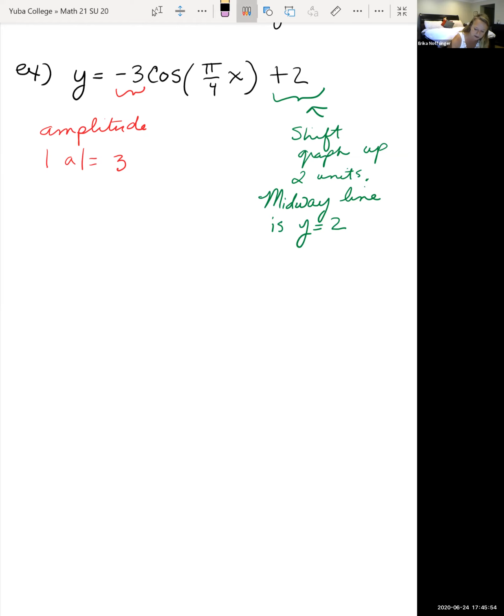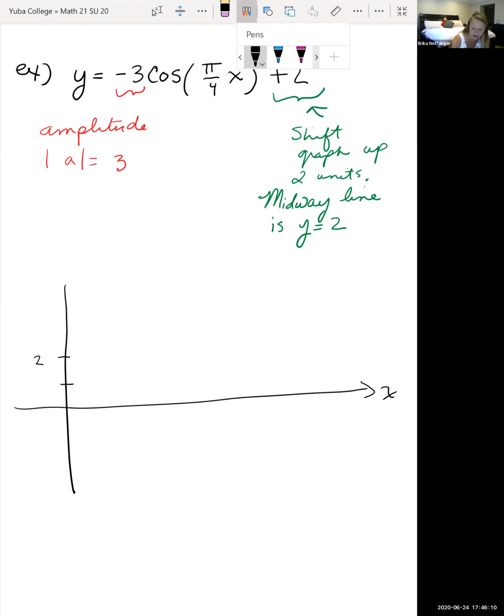So let me just put this in real quick. Normally, here's our x-axis. But because of this midway line, let's shift everything up 2 units. I'm just going to put this dotted line in here. This is just going to help me graph things. I wanted green. I'm going to treat this dotted line as the place where it was going to cross the x-axis originally, if I hadn't shifted it up. So think of this as the midway line.